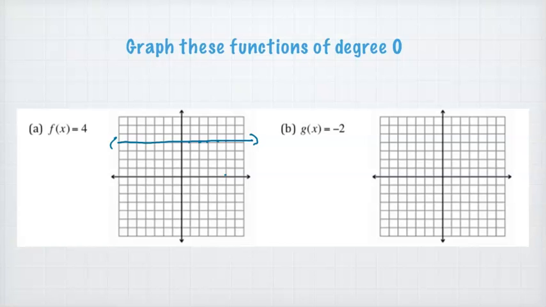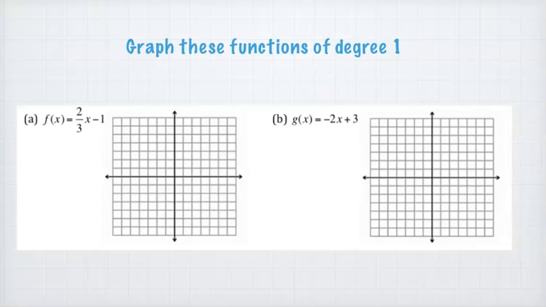Similarly, g of x equals negative 2 is going to form a horizontal line at negative 2. Constant functions are horizontal lines. If you have a degree of 0, you have a horizontal line at whatever the function value is.